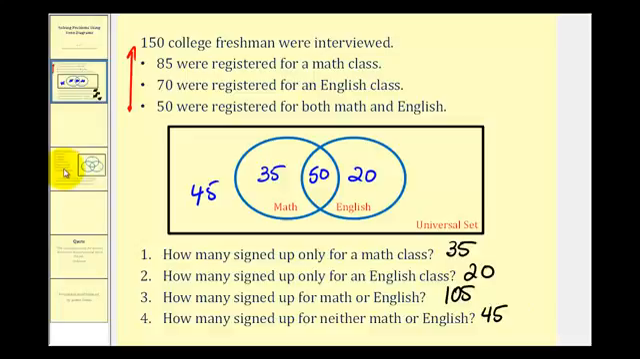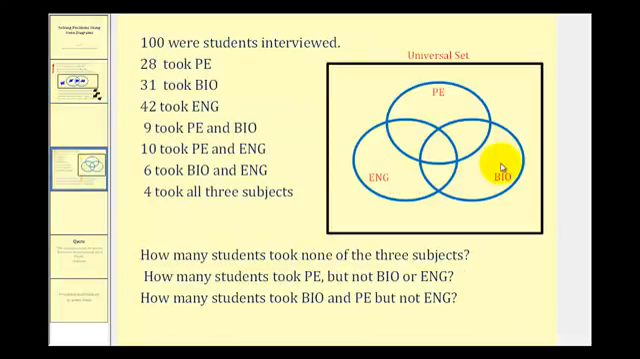Now let's take a look at a second example. And notice for this one we have 3 different courses to be considered. 100 students were interviewed, 28 took PE, 31 took biology, 42 took English, 9 took PE and biology, 10 took PE and English, 6 took biology and English, and 4 took all 3 subjects.